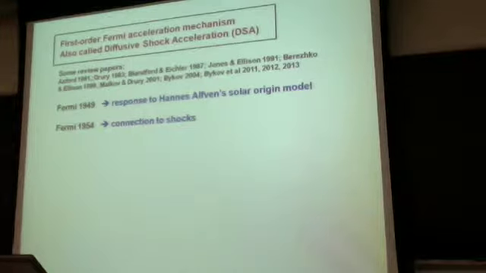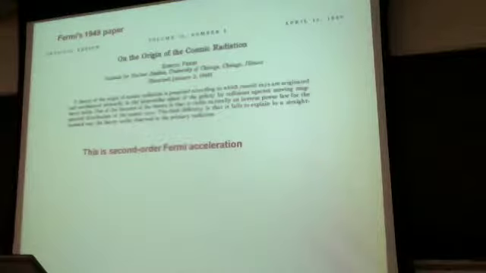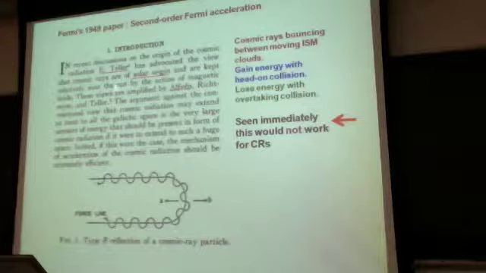Here are some review papers. There have been hundreds of papers published on this over the years. But the first paper really was the famous Fermi paper in 1949, which was a response to Alfvén's solar origin model for cosmic rays. And then Fermi had his 1954 paper connected to shocks. So I actually looked at these papers. Here's the original 1949 paper. And this is second-order Fermi acceleration. Here, Fermi came up with the idea that you have cosmic rays moving through the interstellar medium, bouncing off moving clouds, and they can gain energy in head-on collisions, lose energy in overtaking ones, but there's a net gain.